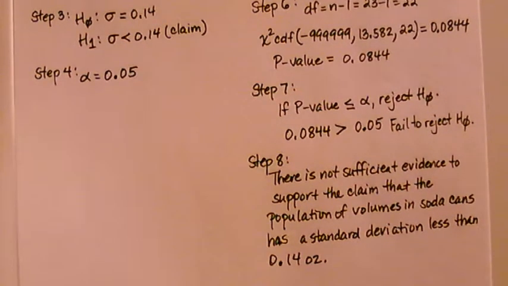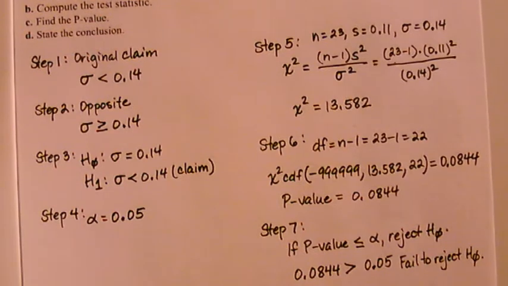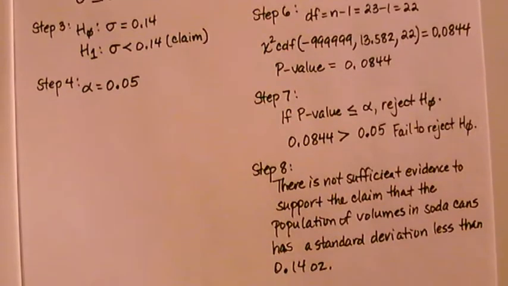Okay. All right. So here you can see how we use our 8-step procedure. Okay. Now in part D, they may have something like, when you state the conclusion, they may say fail to reject the null, and then say that there is not sufficient evidence to support the claim that the population of volumes in soda cans has a standard deviation of less than 0.14 ounces. They may have steps 7 and 8 merged together for part D.